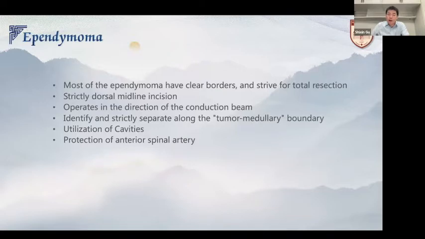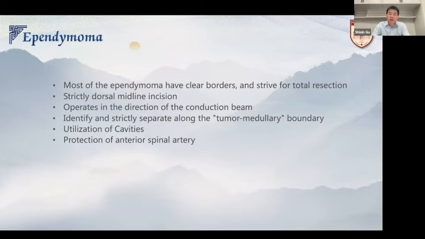Ependymoma is the most common intramedullary tumor, and I have compiled some surgical principles. First, most ependymomas have a clear border, and the tumor should be completely resected as much as possible. Second, the spinal cord must be incised at the posterior median sulcus. Third, the operative gesture should be kept parallel to the direction of the spinal tract as much as possible.